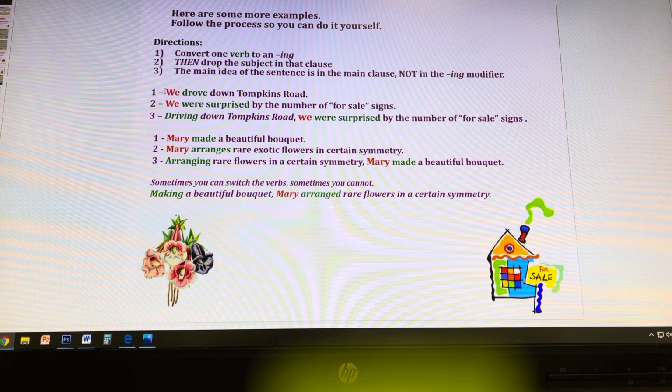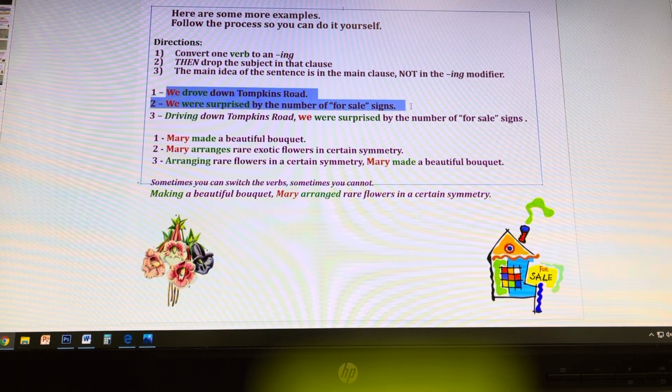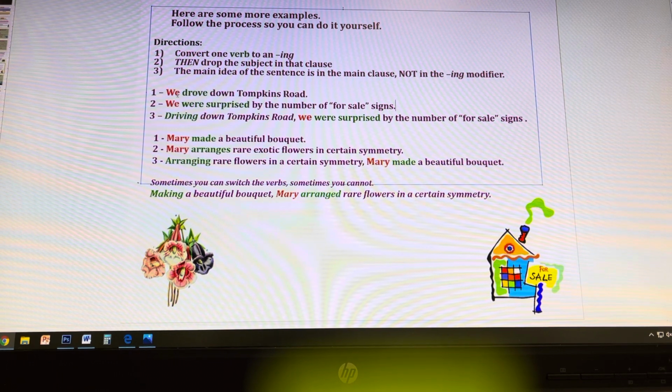All right, so here are the two sentences we're going to put together. We drove down Tompkins Road. Okay, short, boring, complete thought though. We were surprised by the number of for sale signs. Okay, so the question becomes, can these be flipped? Can you say surprising by the number of for sale signs, or do you have to begin with the driving?